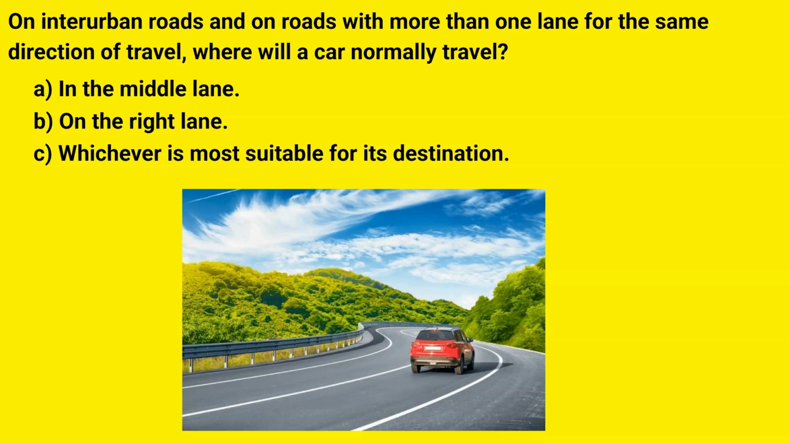So in our first part, we have done that on interurban roads, we have to circulate on the right lane only. We cannot select the lane which is most suitable for our destination. That is only in case of urban roads. But outside of town, we have to move on the right lane only. So option B is the right answer for this question.